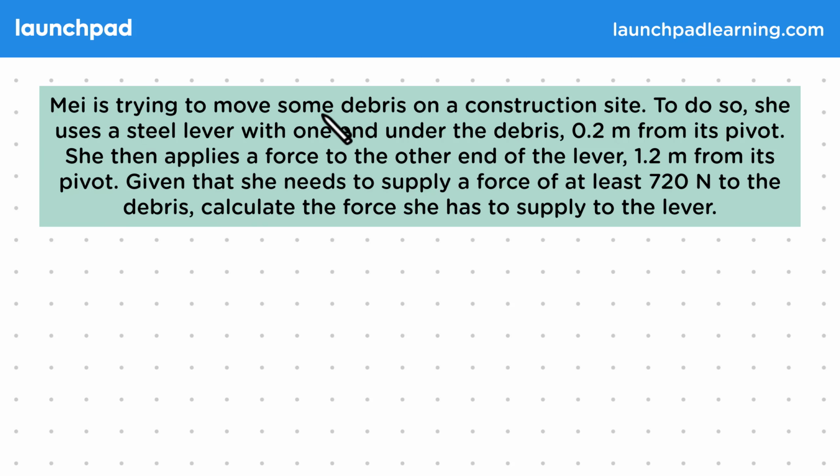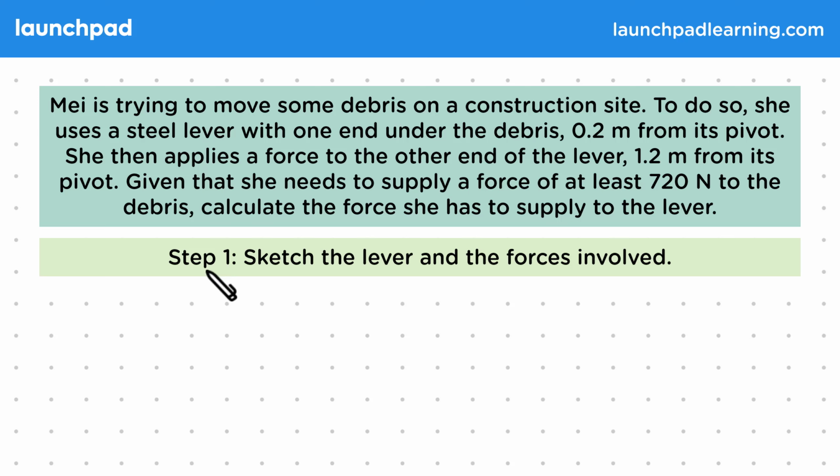May is trying to move some debris on a construction site. To do so, she uses a steel lever with one end under the debris, 0.2 meters from its pivot. She then applies a force to the other end of the lever, 1.2 meters from its pivot. Given that she needs to supply a force of at least 720 newtons to the debris, calculate the force she has to supply to the lever. So this is a really common use of levers.